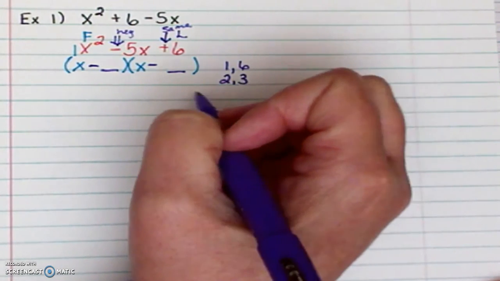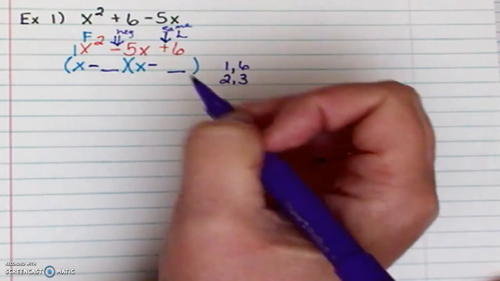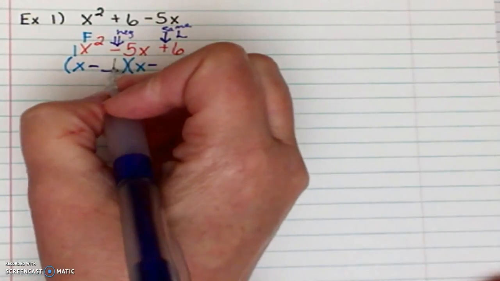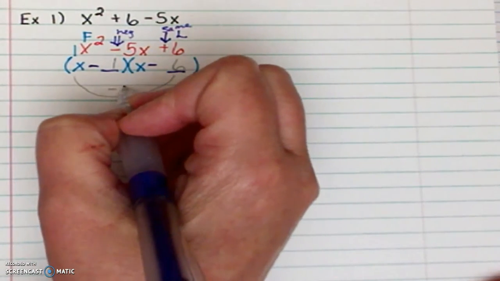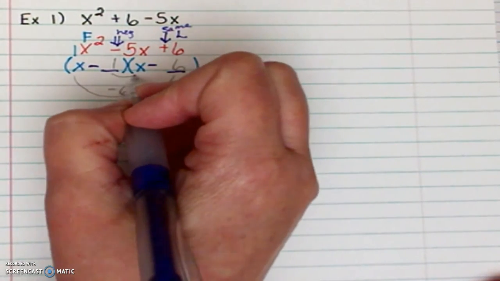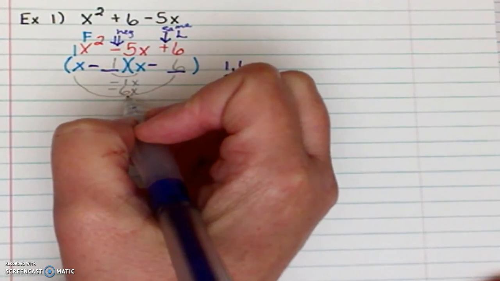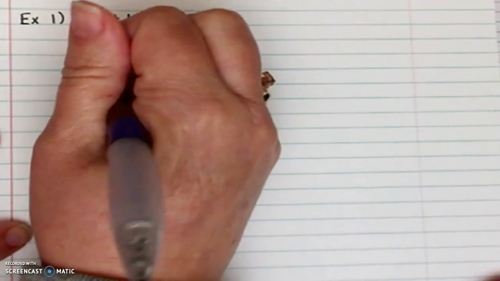And you need to think about which ones to put in, so that when I multiply outer and inner together I get negative 5x. Now if you were to try 1 and 6, you're going to notice that the outer multiplied together is negative 6x and the inner gives you negative 1x. They're both negative. When you group them together, that gives you negative 7x, which is not what you want. So we want to get rid of that.